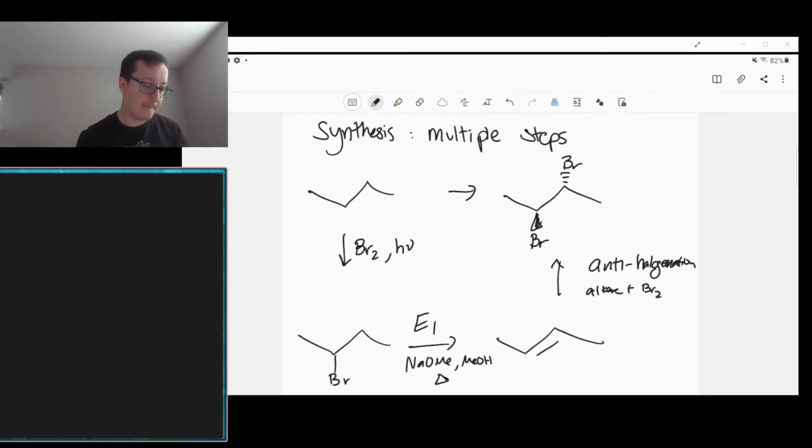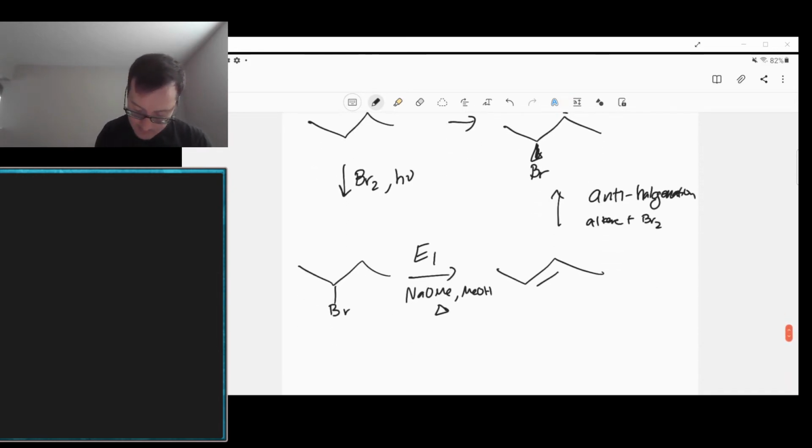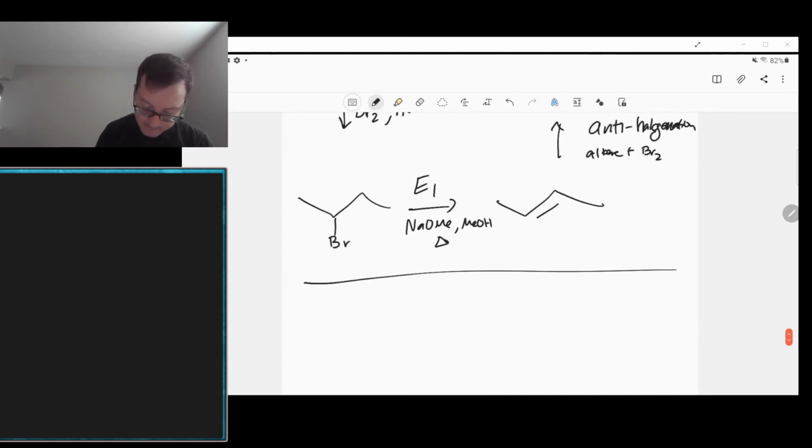So let's do another one. All right, let's see if the book has any good analysis problems. Ooh, here's a fun one. Yes. All right, here's another synthesis problem.